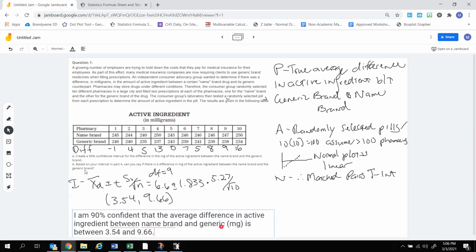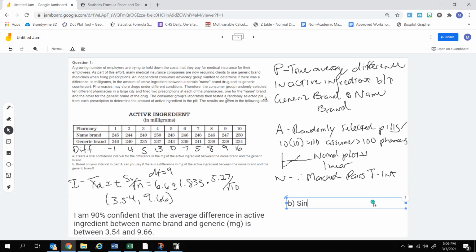Part B is saying, based on your interval in part A, can you say there is a difference in the active milligrams? I have a little bit of room over here, so I'll wedge this part in. This goes back to the whole idea: is there a difference? Remember, if there was no difference, 0 would be in the interval. So no difference is represented by 0.